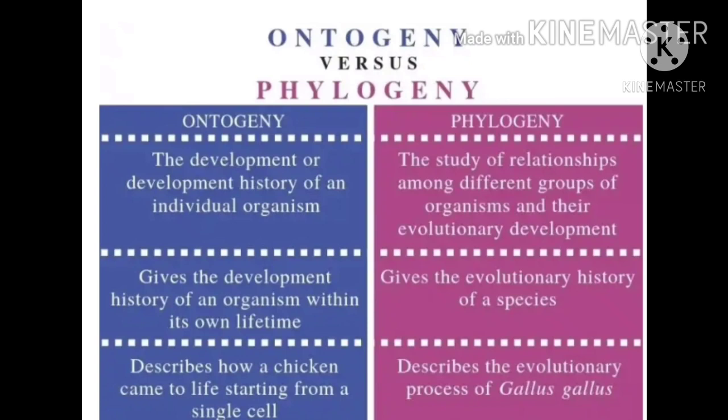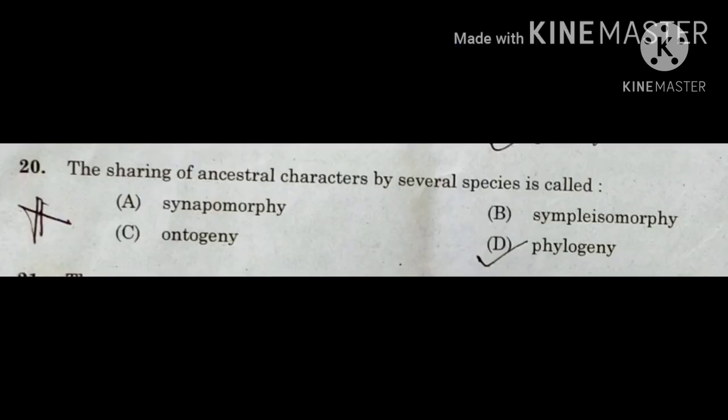Hence, in ontogeny, the focus of study is an individual organism, whereas in phylogeny, the relationship between different individuals is considered at a time. Now you know the answer for this question, that is option B, symplesiomorphy. This synapomorphy and symplesiomorphy is an important topic when your CSIR NET exam is concerned. The answer for this question is option B, symplesiomorphy.